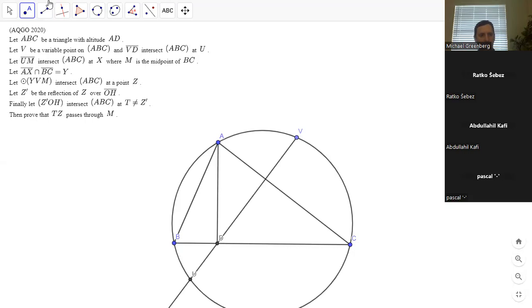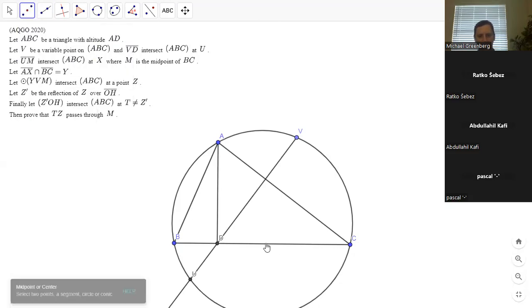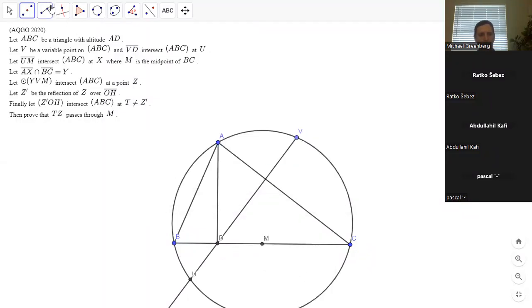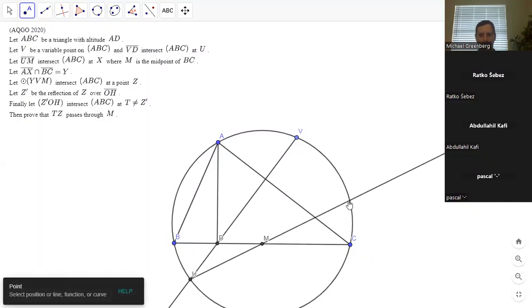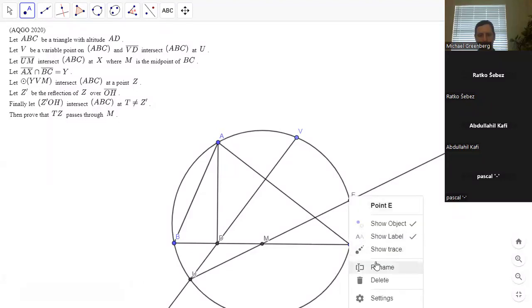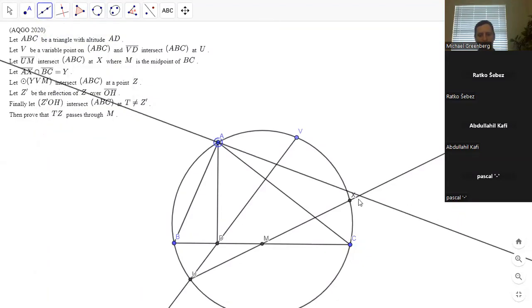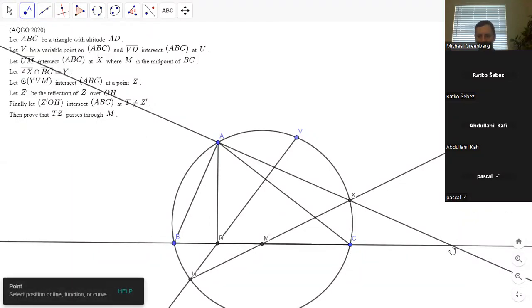M is the midpoint of BC, and then we see where UM intersects ABC at X. And AX intersects BC at Y. A lot of intersections here. This is Y.